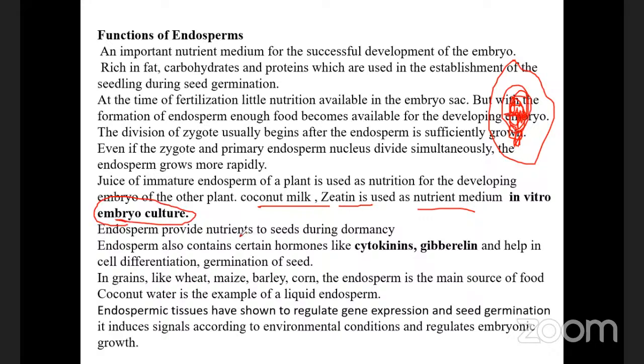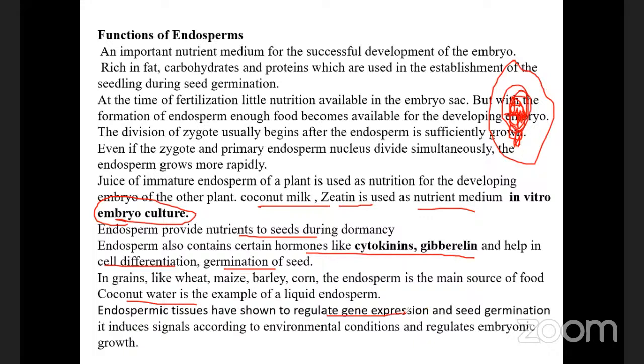Endosperm provides nutrients to the seed during dormancy and stimulates the seed during germination and seedling. It also contains the hormones cytokinin and gibberellin. Cytokinin helps in cell division and cell differentiation, and gibberellin helps in the germination of the seed. Coconut water is the best example of liquid endosperm. And in wheat, corn, maize, and paddy, the endosperm is the main source of food.